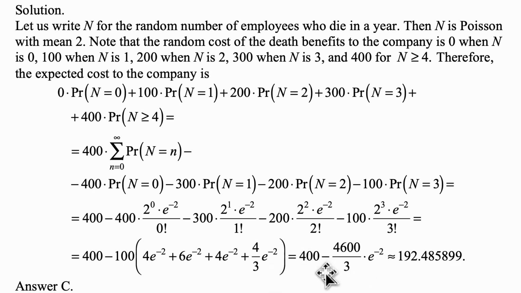And this altogether becomes 400 minus 4600 over 3 times e to the minus 2, and we calculate it to be approximately 192.485899, and that's answer C.